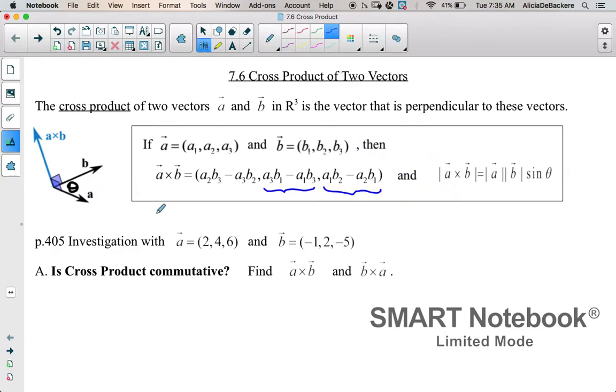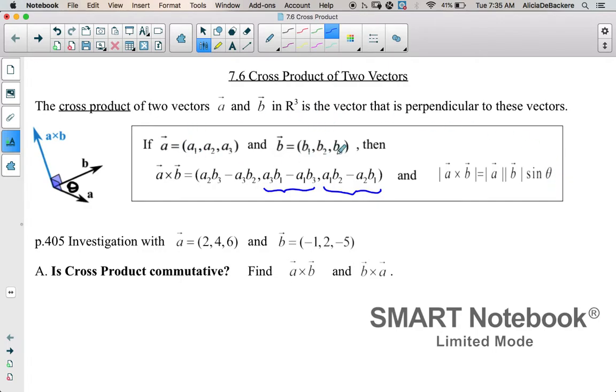If I were interested in this angle between A and B, I might use this formula here. This is for the magnitude, so I might also use this formula here if I was interested in only the magnitude of A cross B, and if I knew the magnitude of A and the magnitude of B. So I might use this formula here if I was interested in one of these bits.